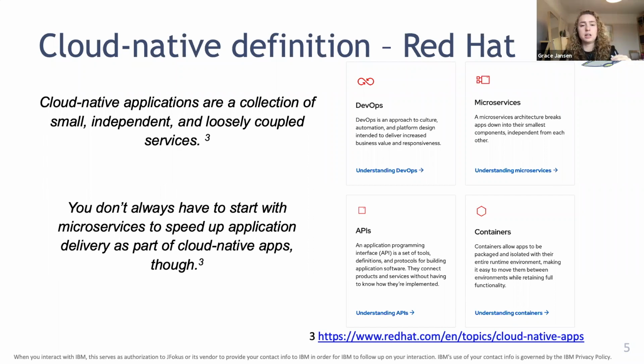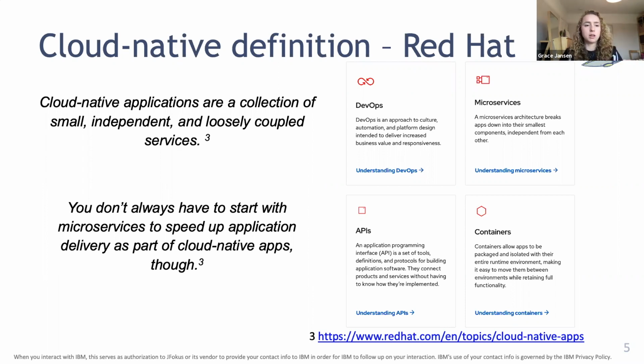But interestingly, in the Red Hat definition, if you keep going down their documentation, they say specifically that you don't always have to start with microservices to speed up application delivery as part of cloud native apps. So it's interesting that they almost go back on themselves to say that although microservices are important, there are also other ways in which you can build cloud native applications. And this is the first time that I, when I was researching it, saw an acknowledgement that microservices weren't necessarily 100% the best way to get value out of the cloud. So it's interesting to see that mention on that website.